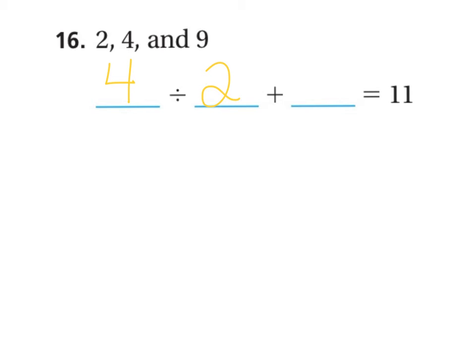4 divided by 2 is 2. My other number is 9. If I add 9 to that 2, my answer is 11.